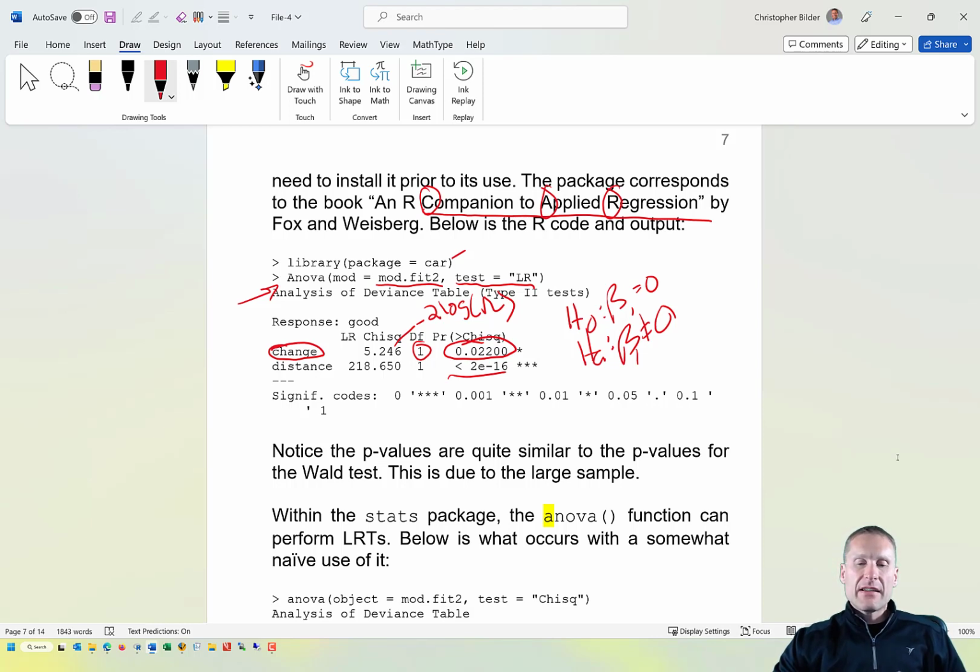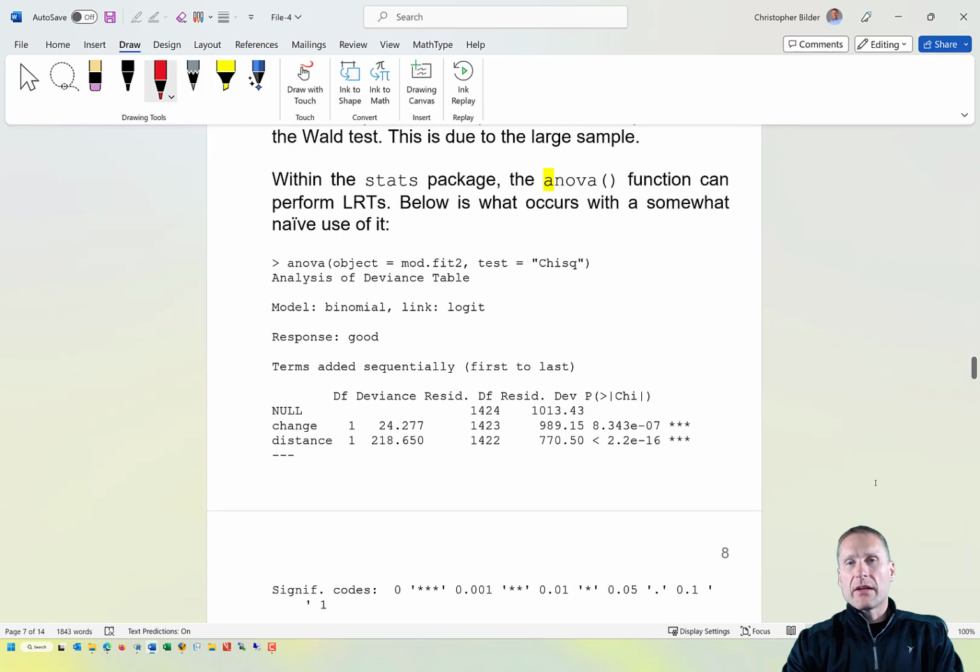Now, in the stats package, which is installed by default in R, there's another function called anova, with a lowercase a, that performs some similar stuff, but not quite exactly the same. And so if I say little a anova, the first argument is object, and I put in the results from using the glm function, my model fit in mod.fit2. To say that I want a likelihood ratio test, I say test equal chi-sq. Why? Well, because we use a chi-square distribution with the test to make a judgment. And this is what I get.